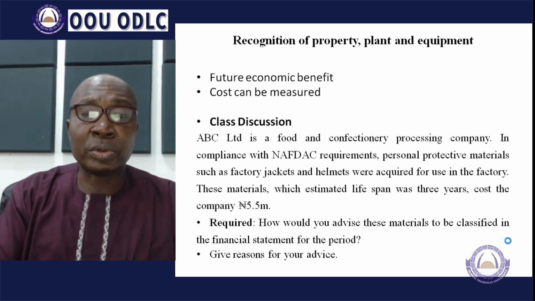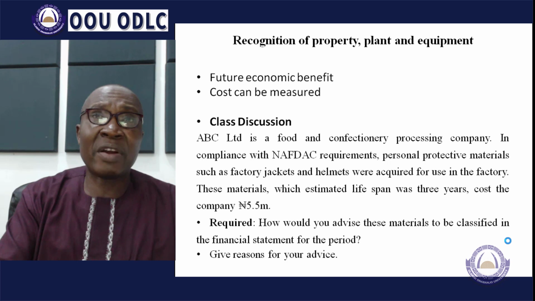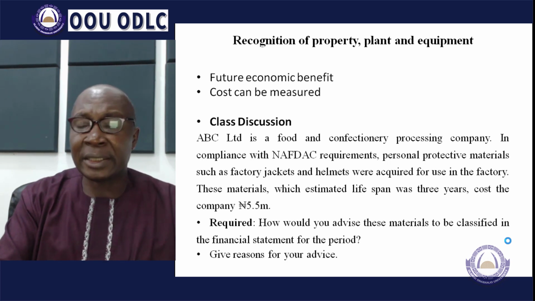One thing that we should note regarding these materials is that they are being used in the factory, and what is being used in the factory must be used in the processing of their manufactured items. Number two, the lifespan of these items was estimated to be 3 years, and the cost to the company as given to us in the illustration is 5.5 million. How are we going to classify these items?